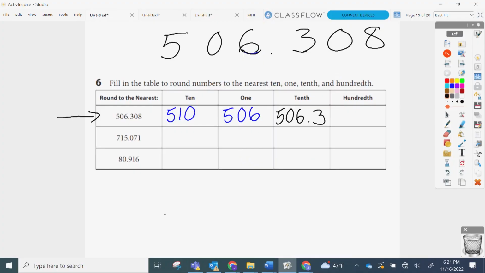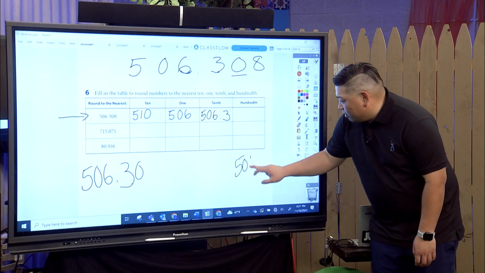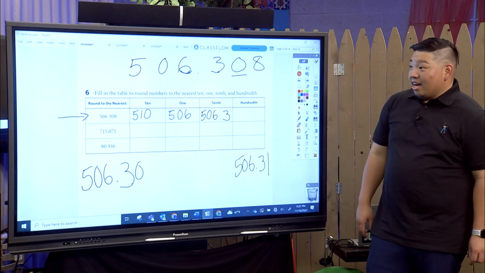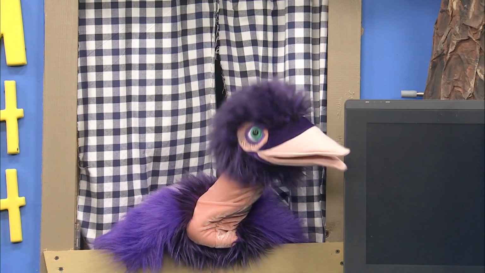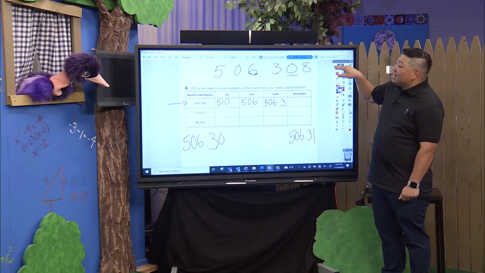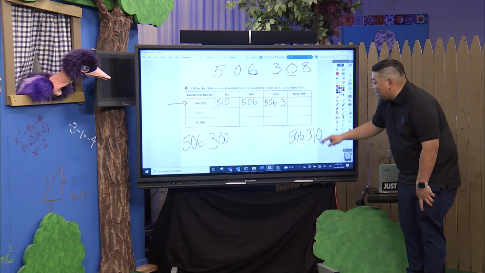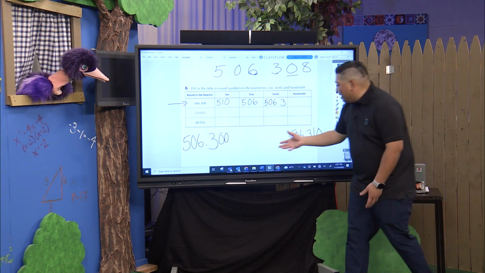So what do we have to round to now? Now we have to round to the nearest hundredth. So we're either going to be 506 and 30 hundredths, or 506 and 31 hundredths. We look at the number to the right, which is an 8 in the thousandths place. We can help ourselves out by adding that 0, so we can more easily see what would be in the middle.